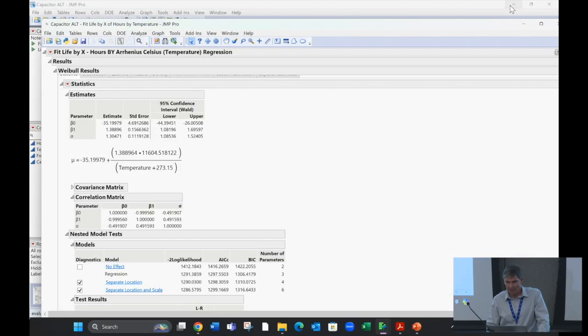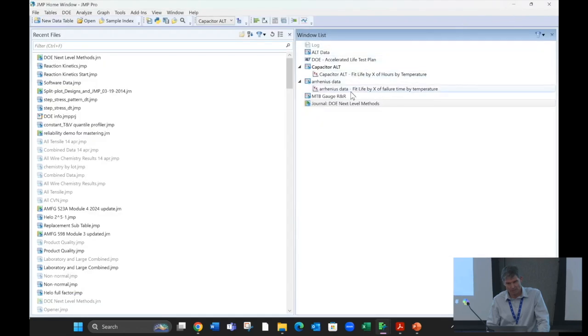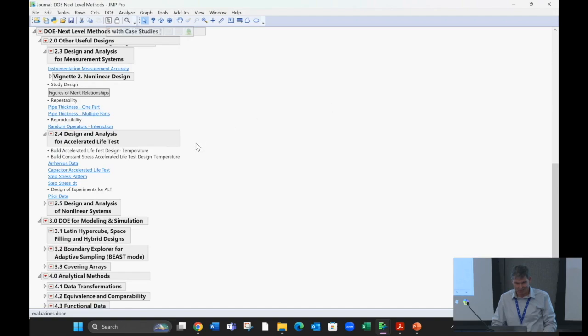There also is something called a step stress. So step stress is done under cumulative damage, and you're able to kind of track it along the way. I'll just point it out that it's there, because it looks like I'm running well behind schedule, as always.